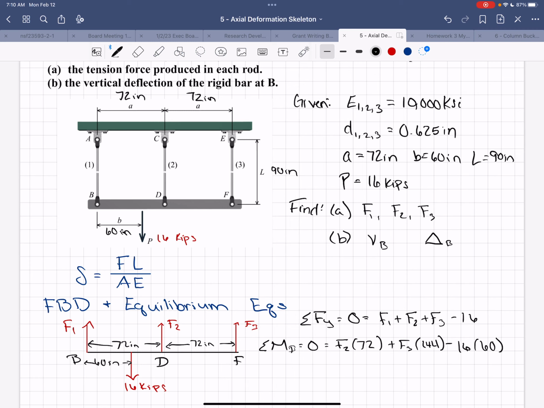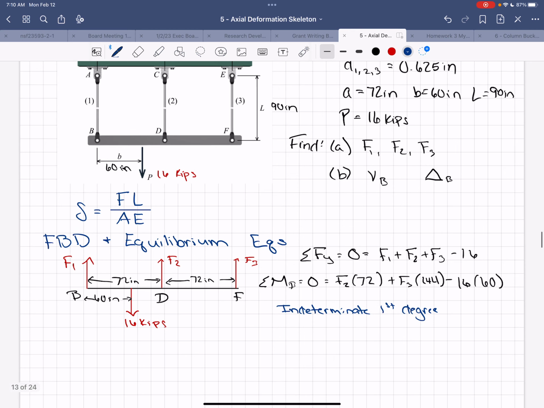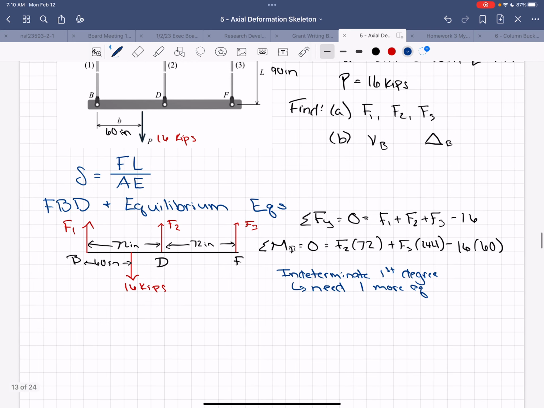So we have two equations with three unknowns, so it's indeterminate to the first degree, which means we need one more equation. And so we're going to get that from our deformation relationships. So that's step 2, is what is the deformation relationships?